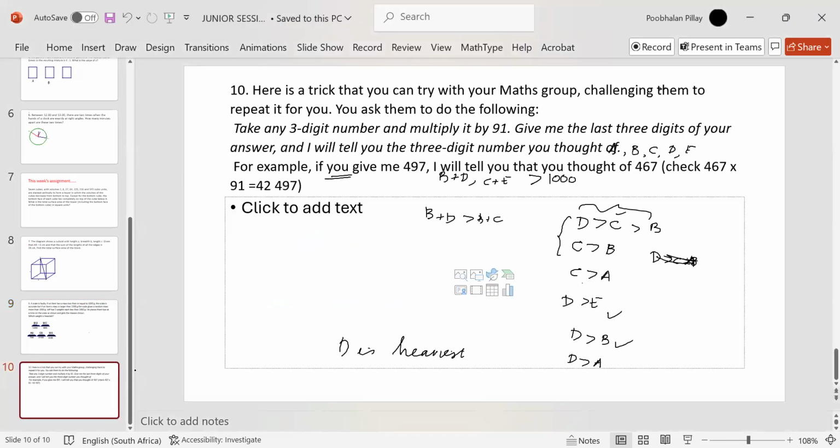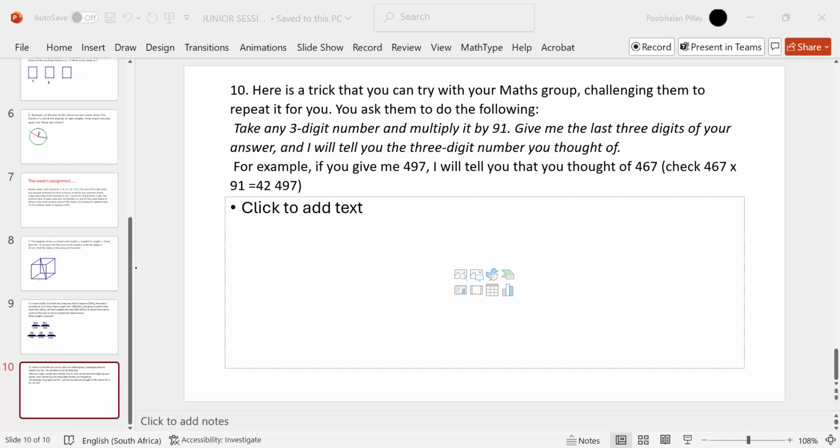Okay, now here, there's a very interesting trick. You can try this trick with people. Here's a trick that you can try with your maths group. Challenge them to repeat it for you. I'm going to try this thing with you guys, okay?